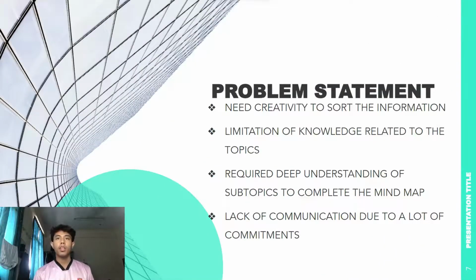The problem statement is, we need creativity to sort the information. Step 1. Limitation of knowledge related to the topics. It requires deep understanding of subtopics to complete the mind map. And the last one is lack of communication.